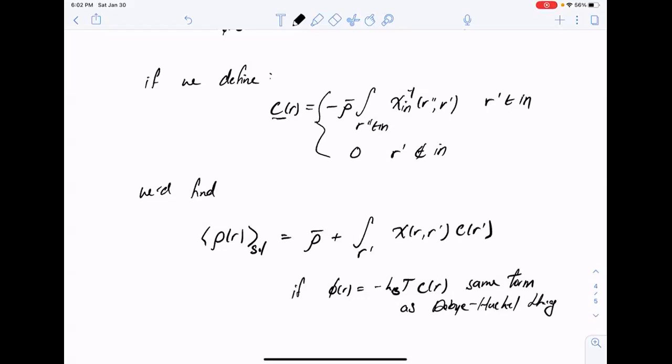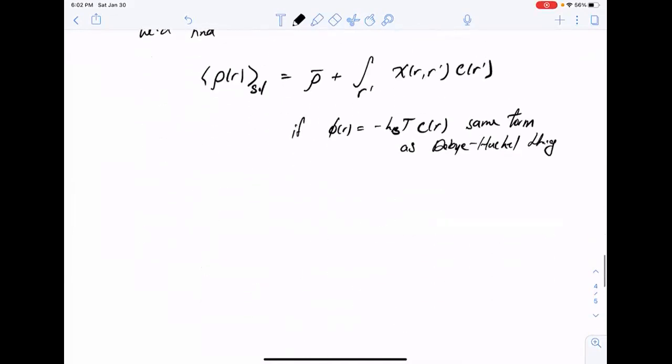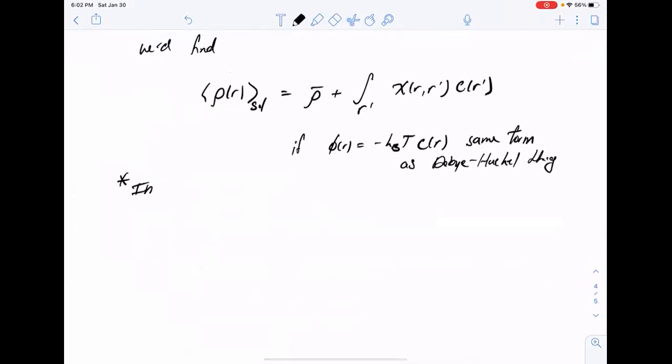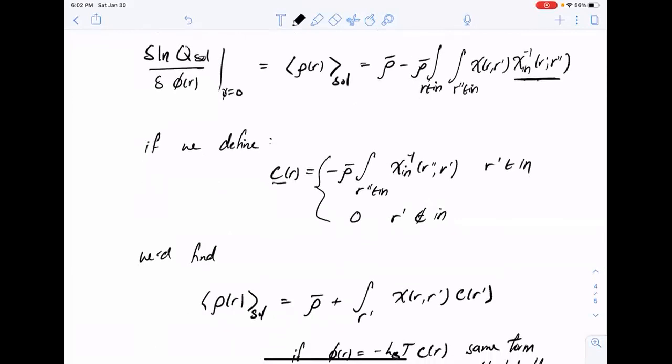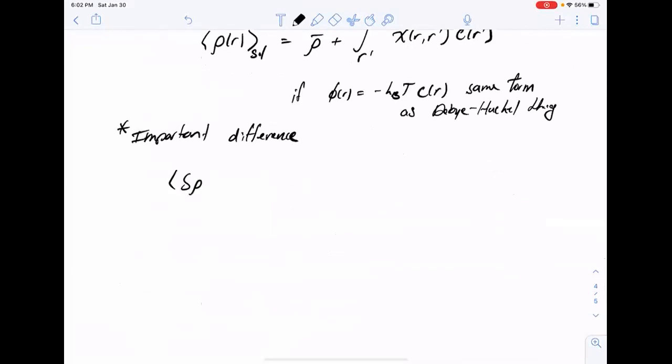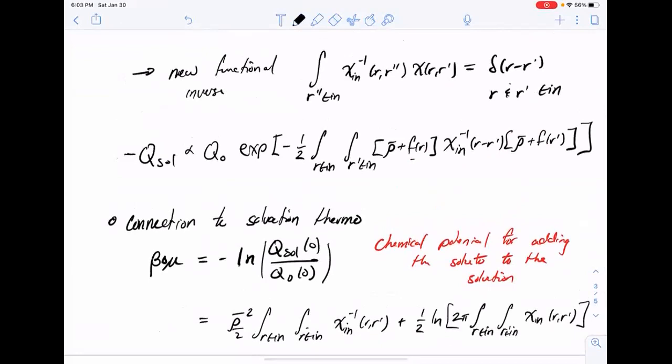However, there's a really important difference, manifesting in the introduction of this correlation function whose inverse is defined over some restricted region of space. Specifically, there's an important difference between this theory and Debye-Huckel theory. If we took two derivatives of the cumulant generating function with respect to phi of r, we would be able to generate the correlation function between density at 2 points in space, now in the presence of the solute, taking the derivatives of this function here with respect to phi at r and phi at r prime.